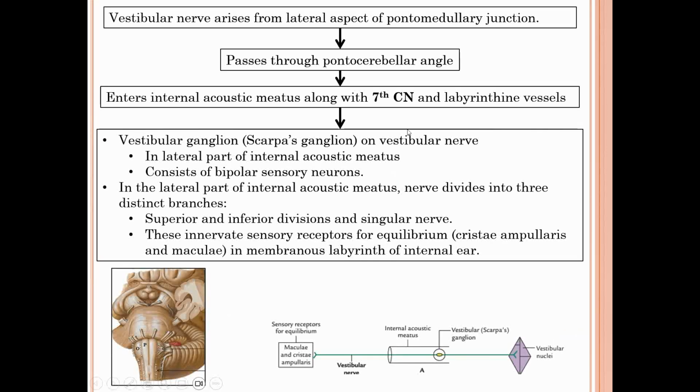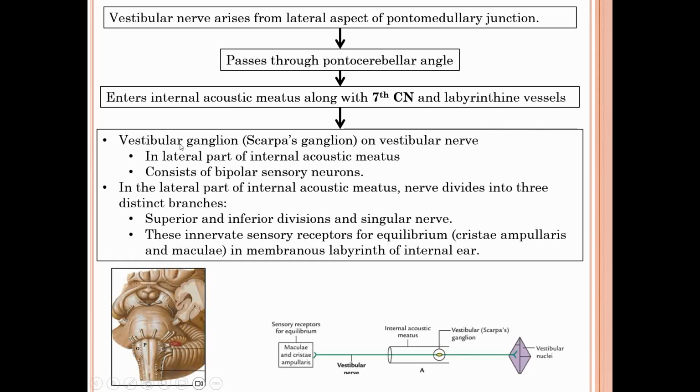Course. The vestibular nerve arises from the lateral aspect of the pontomedullary junction. Here you can see the vestibulocochlear nerve. It passes through the pontocerebellar angle and enters the internal acoustic meatus along with the 7th cranial nerve and the labyrinthine vessel.